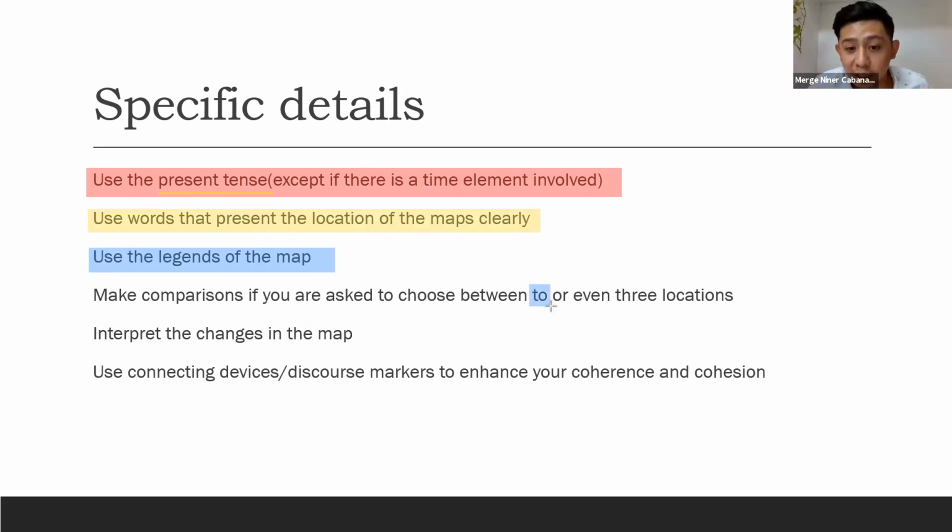So make comparisons if you're asked to choose between two. Sorry, my spelling here was wrong. It should be TWO. Okay. Or even 3 locations. So make comparisons if you're asked to choose between 2 or even 3 locations.